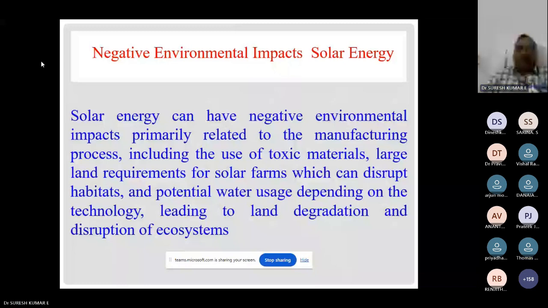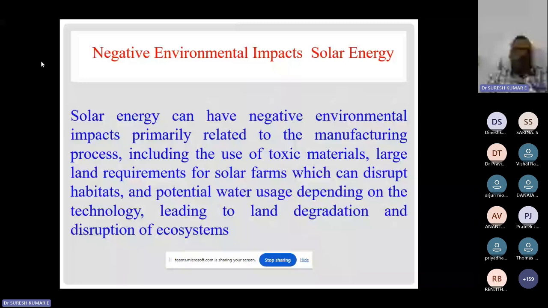Usually we won't see that. Second, use of toxic materials, another issue. Then large land requirements for solar farms that will disrupt the habitat, and potential water usage. That cleaning is the main issue, depending upon the technology, as well as leading to land degradation. Land degradation and disruption of the ecosystem itself.